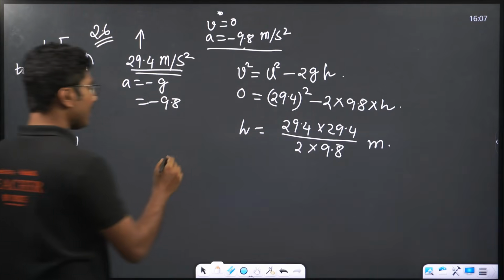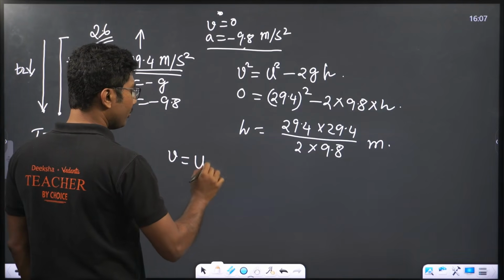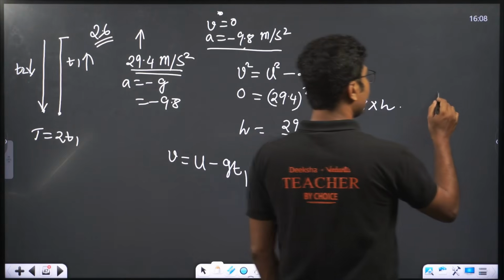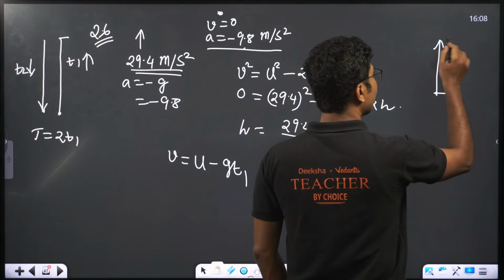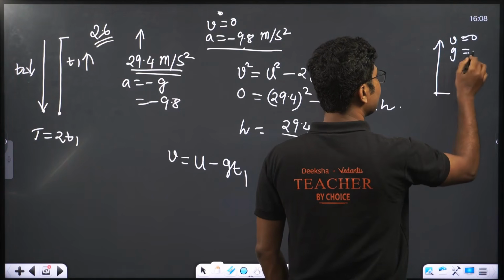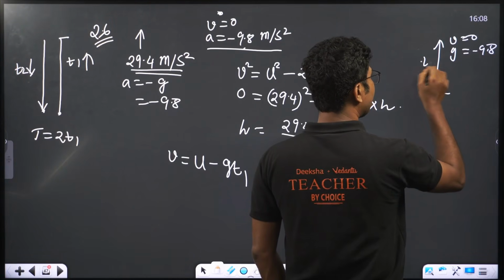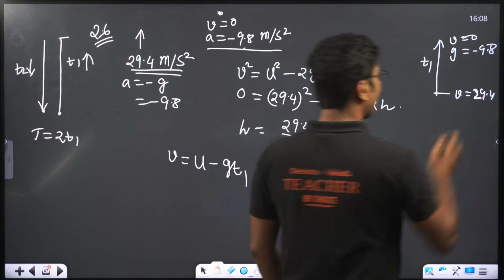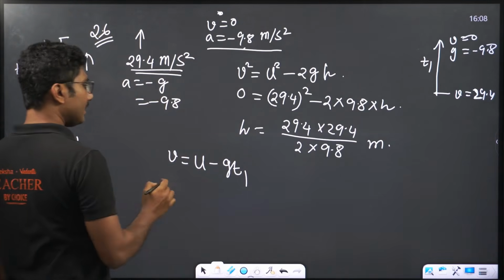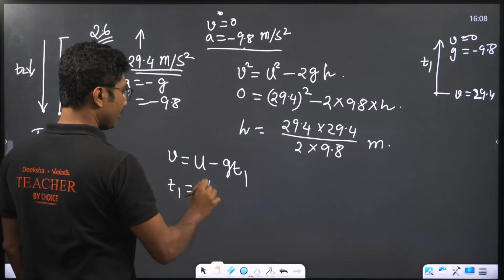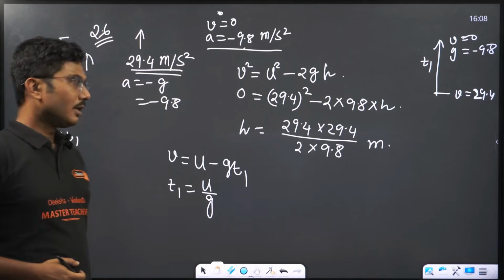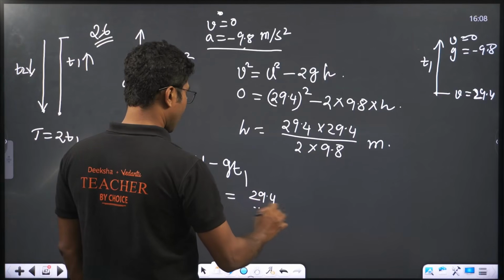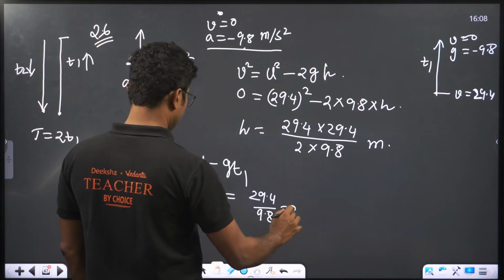So how to solve that? V is equal to U minus GT1. When the object is thrown up, at the top position V is 0, G is minus 9.8, and the time taken, say T1. Initially the velocity is 29.4. So from here you can find that T1 equals U by G, which will be 29.4 by 9.8, which will be 3 seconds.